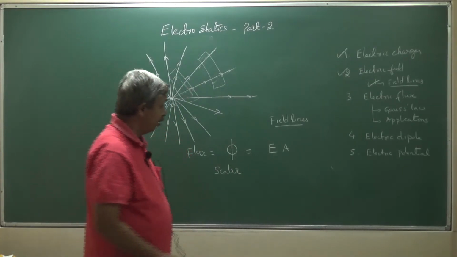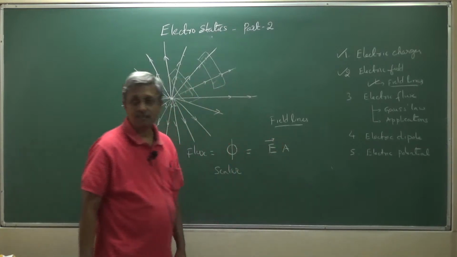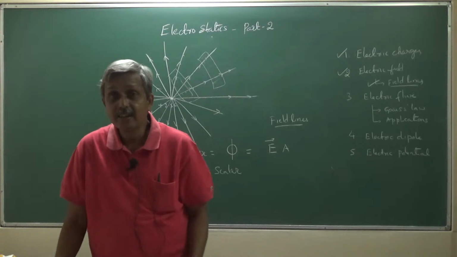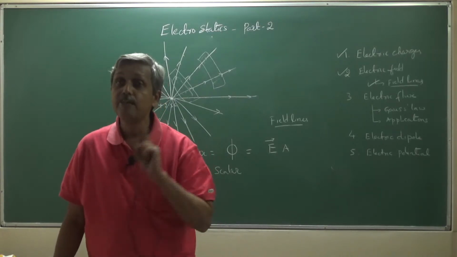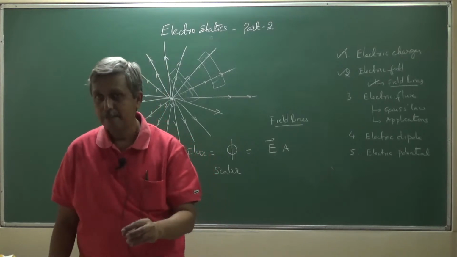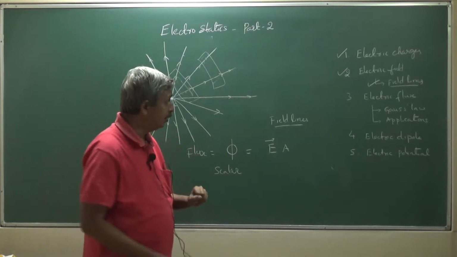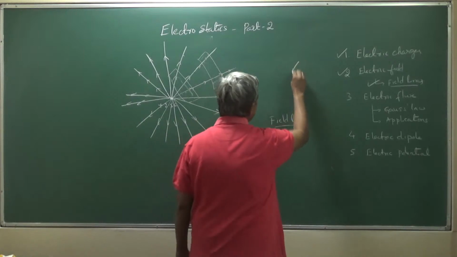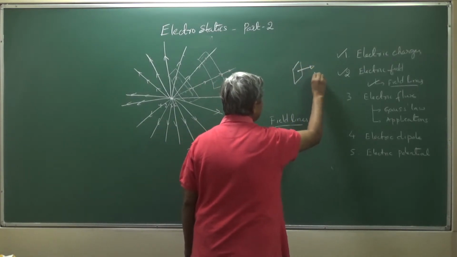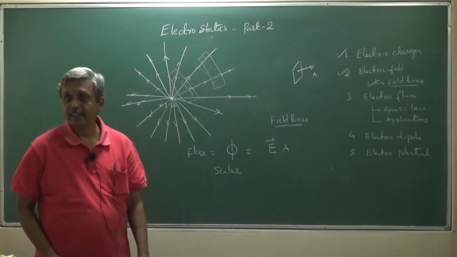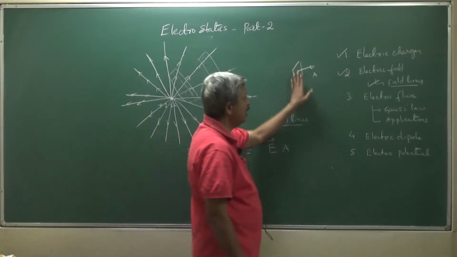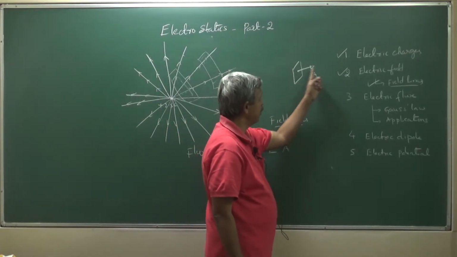And we say E is a vector. And area is just a number. But we will consider area as a vector. Area is just a number, but we consider area as a vector because if area is like this, we say that this is the area vector. Whichever perpendicular line we draw, that is the area vector. The length of this vector is equal to the area, and this is perpendicular to the area.